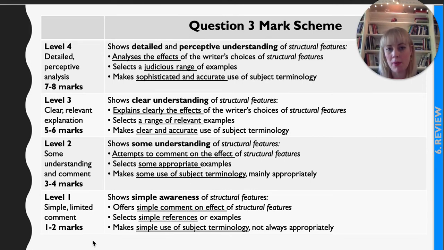I would probably guess that a lot of you are going to hit somewhere between a 2 and a 3. And I'm going to talk you through now how you would get into a level 4 answer. So if you are aiming for high marks here, we know that you are aiming to be detail perceptive and really analytical in what you say. So I'm looking for detailed, perceptive understanding of structural features. I'm looking for you to analyse the effects of the writer's choice of structural features.